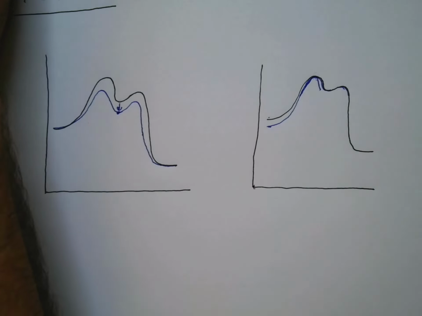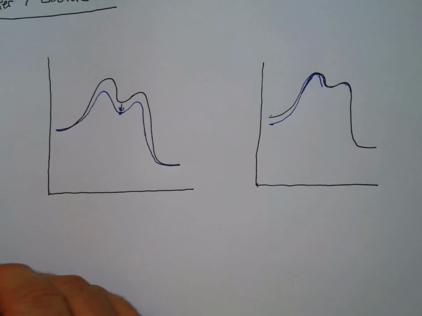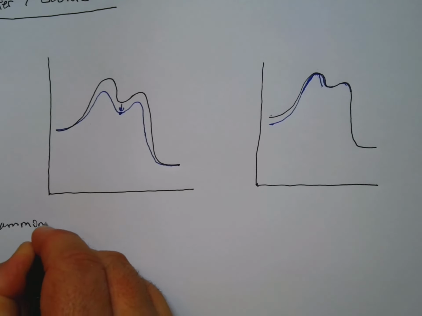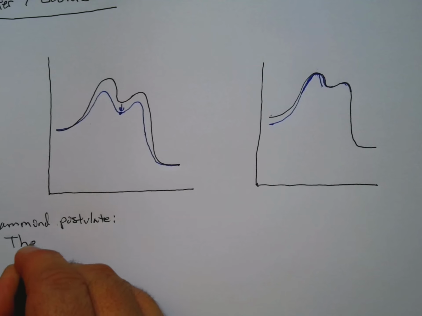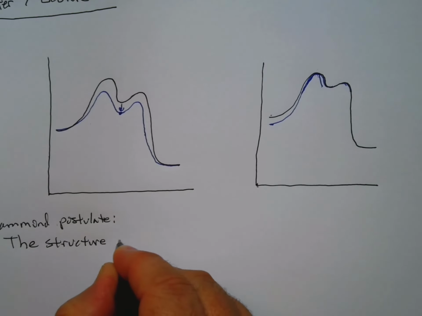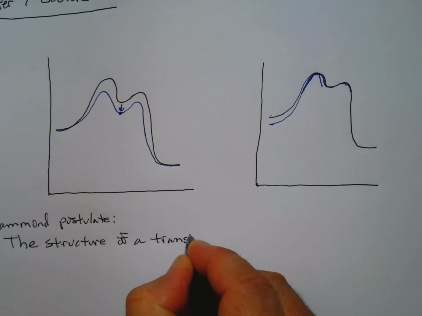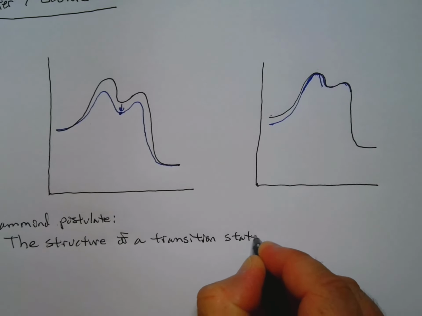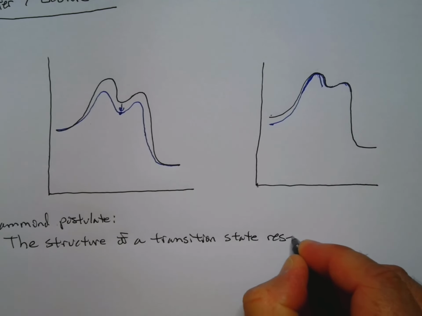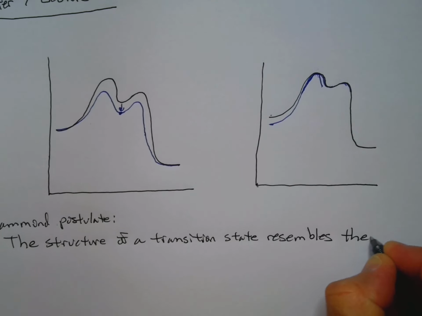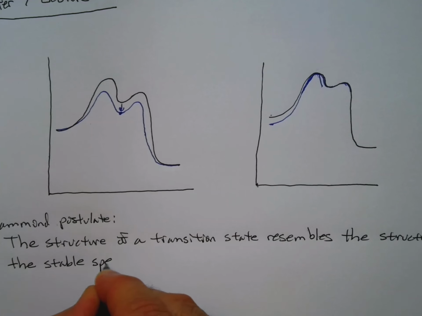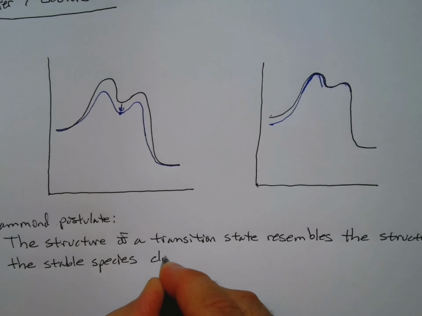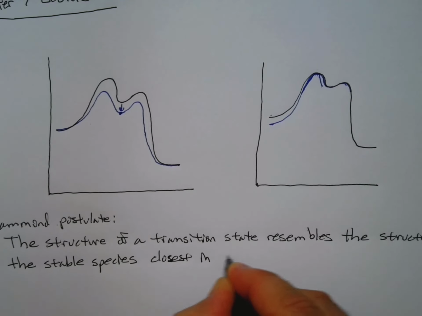So, just to restate or paraphrase the Hammond postulate: the structure of a transition state resembles the structure of the stable species closest in energy.